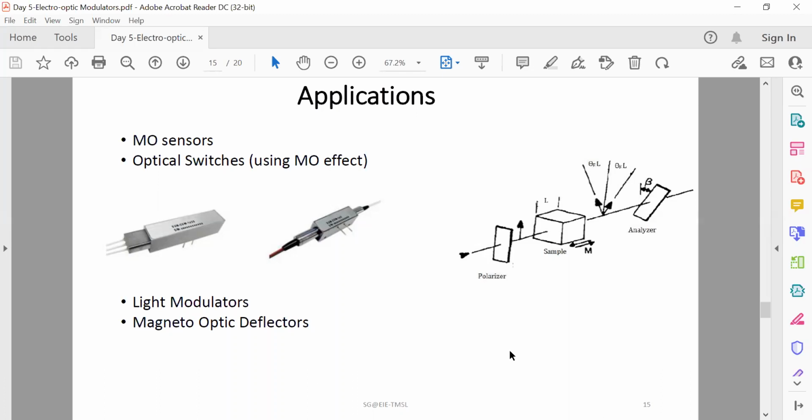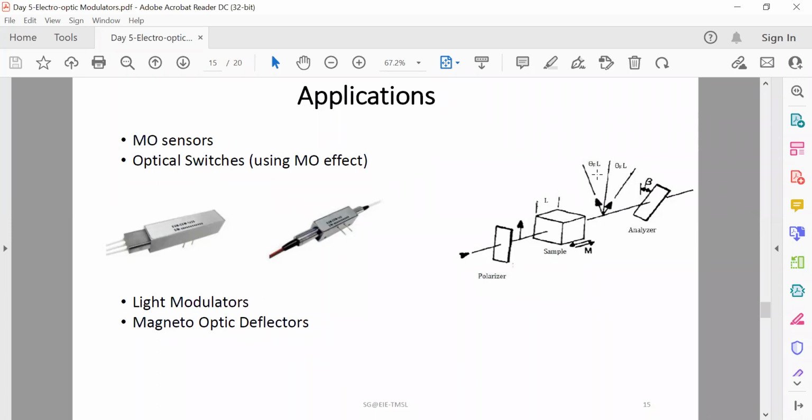Or in optical switches using this magneto-optic effect, the analyzer angle, which is beta here, is related to the initial polarization and can be made equal to the Faraday rotation, which is equivalent to theta_F L. So that for one magnetization direction, the transmitted light will be extinguished, and for the other direction, the transmitted intensity must be there.